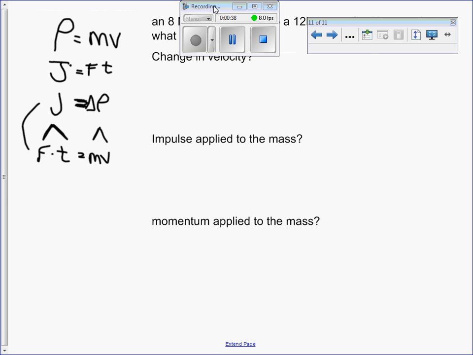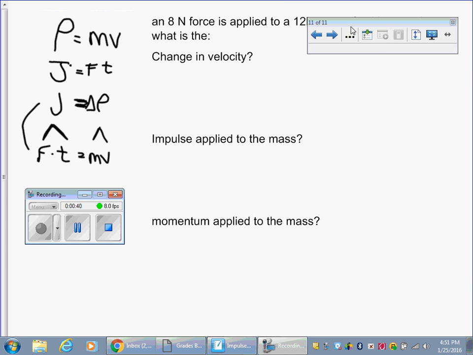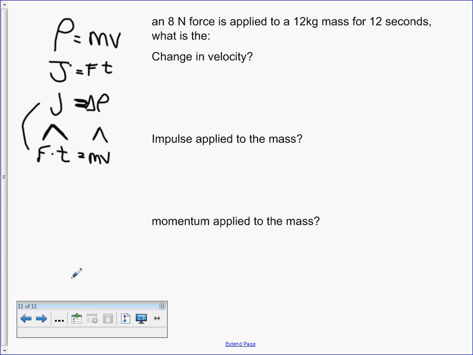so this is what we're going to do. I'm going to underline my question here. It says an 8 Newton force. This is what you got to do. You got to underline force is F, applied to 12 kilogram mass. Mass is M for 12 seconds. So that's time T. We're going to do three things. Change in V.